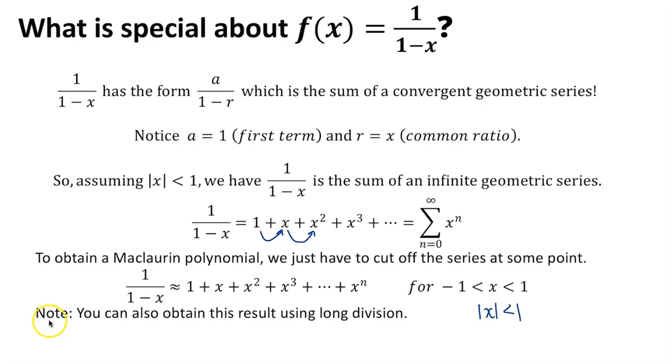Now, note, you can also obtain this result using long division. So we can divide 1 divided by 1 minus x using long division, and we would also get this sum here. So there's different ways to obtain it, but this is a really nice way, and we want to recognize this way for some examples we are about to do.